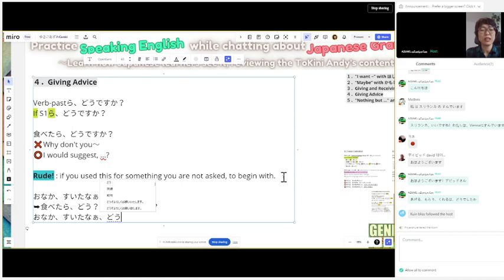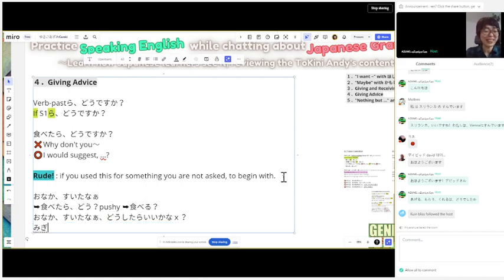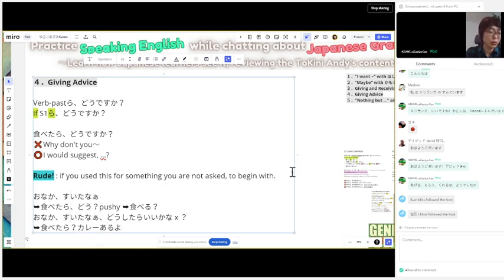But for example, if someone says お腹空いたな。どうしたらいいかな? Yes, you are asked. Okay, then for the first time you can say 食べたら? カレーあるよ。 In the case of 食べたらどう? カレーあるよ, you are not asked. In this other case, you are asked. Otherwise, please don't use it.